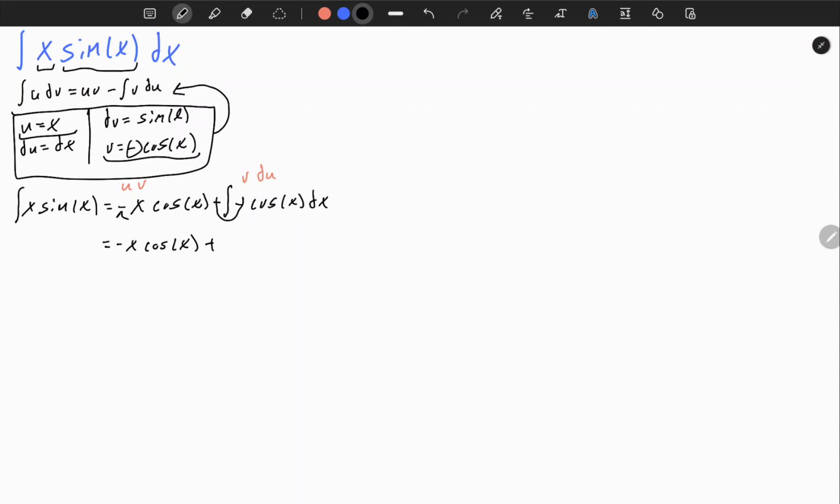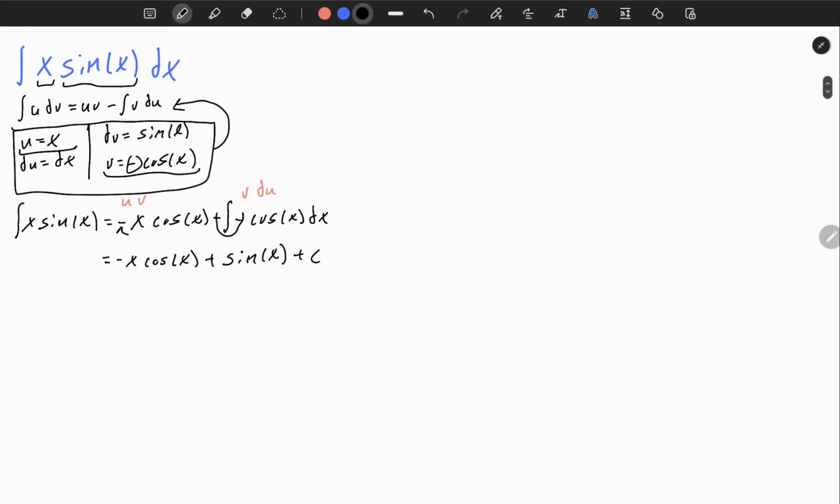Now we know that the antiderivative of cosine is just sine x. And that's our answer for that one.